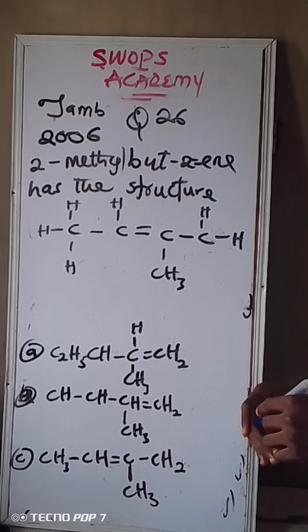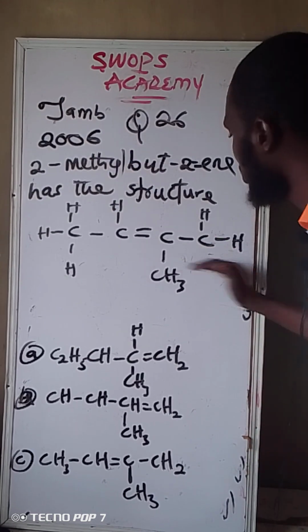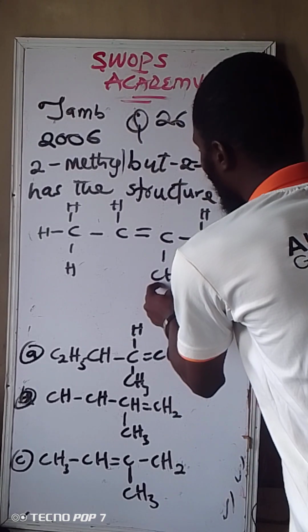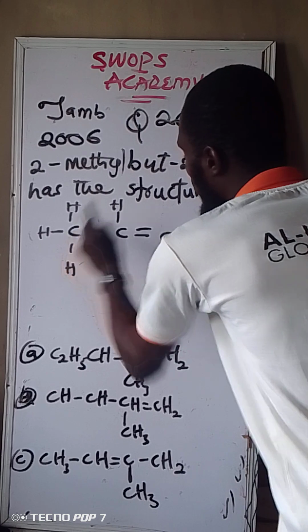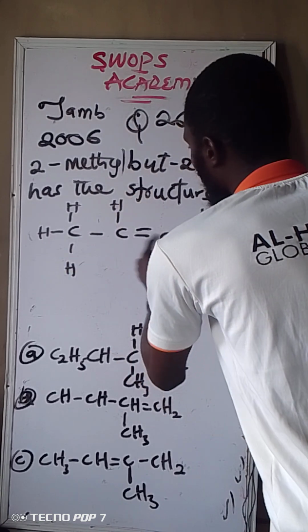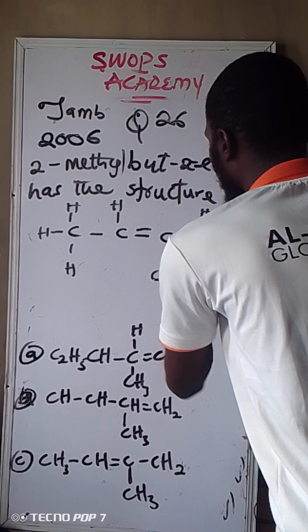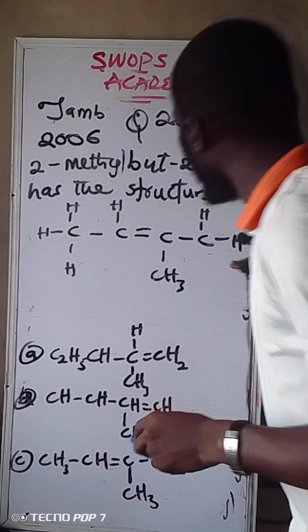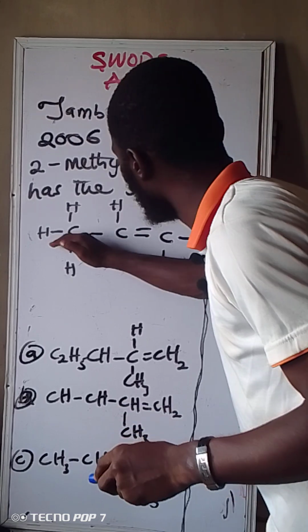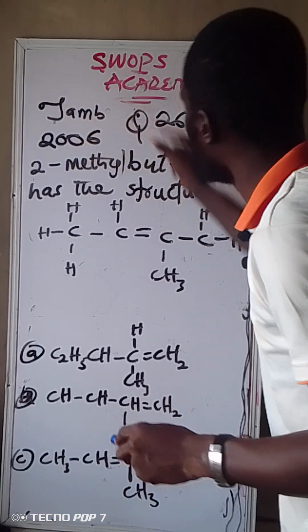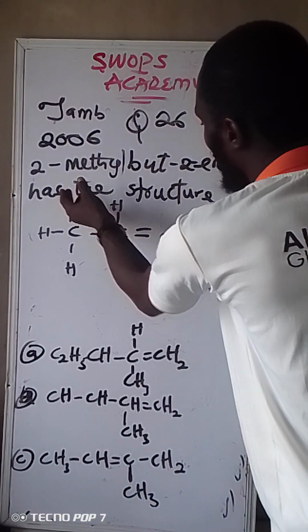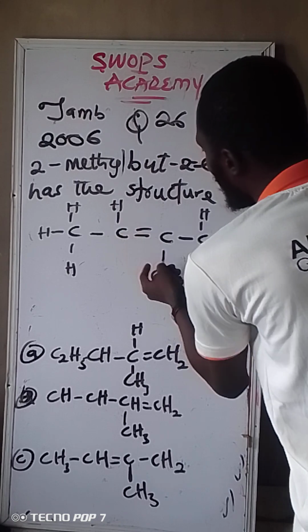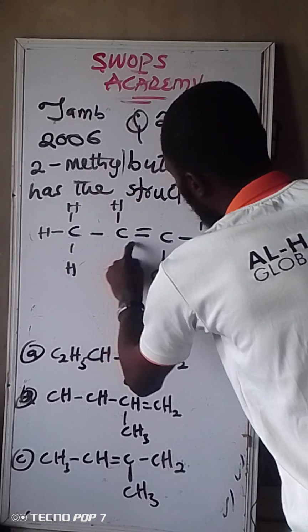Now, this is this. Now, look at this. 1, 2. 2 methyl. 1, 2, 3, 4. If you count like this, 1, 2, 3, 4, it's still the same thing. What they want us to do is but-2-ene. This is but-2-ene. The methyl is on carbon number what? Number 2. 2 methyl. 2-methylbut, this is 1, 2, 3, 4. But-2-ene. Are we together?